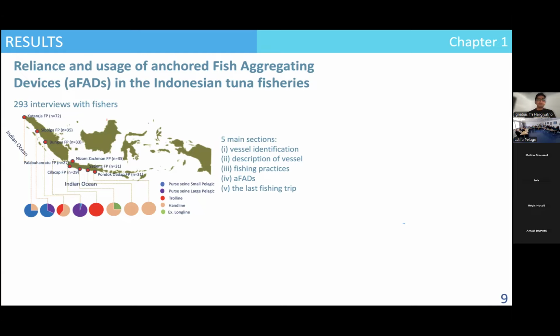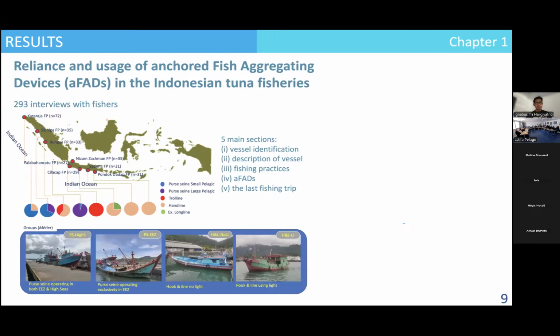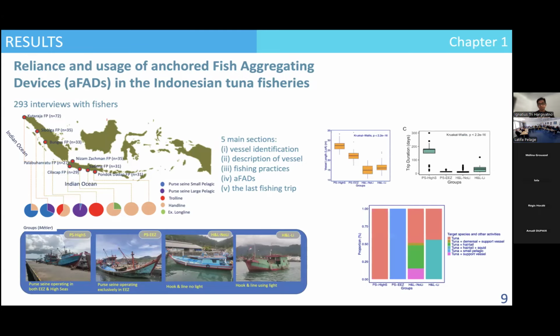There are 4 main sections of questions. The first one is vessel identification, related to the owner of the vessel. The second is description of the vessel, like the size of the vessel, and fishing practice related to the trip: how many trips, how long your trip is. Then related to anchored FAD utilization, and then the last information, the last fishing trip.